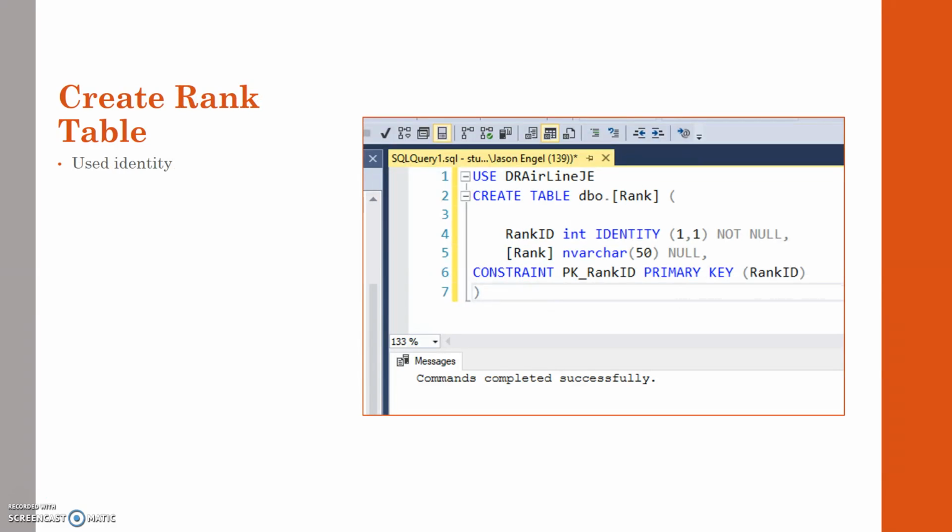For the rank table, I use identity 1,1, so how that's going to work is it's going to start at 1 and increase by 1. For the ranks, I only had 4 ranks. And the primary key for this is the rank ID.